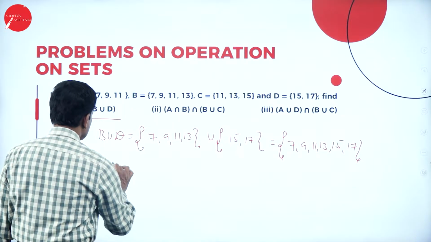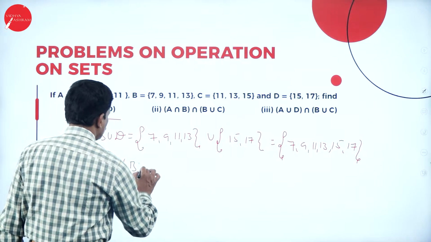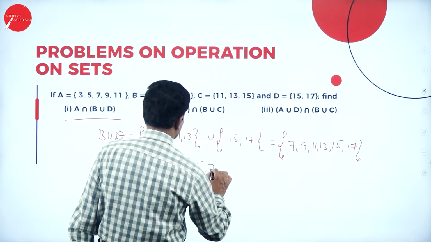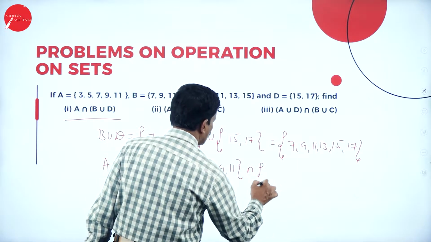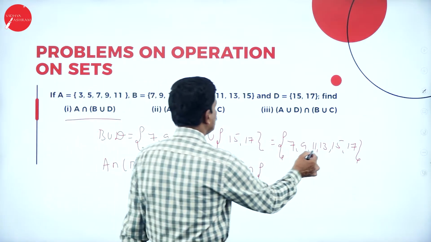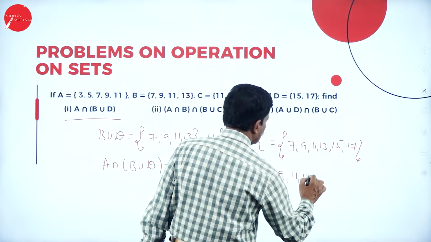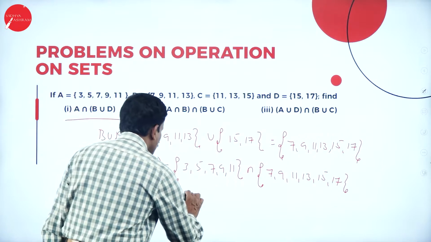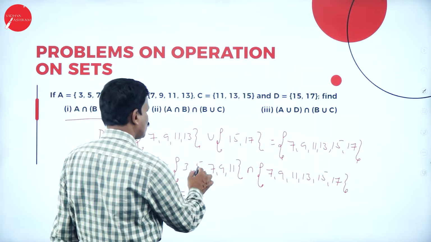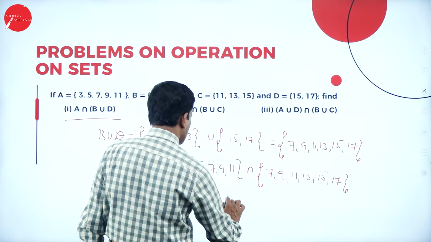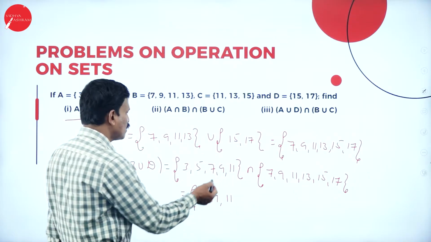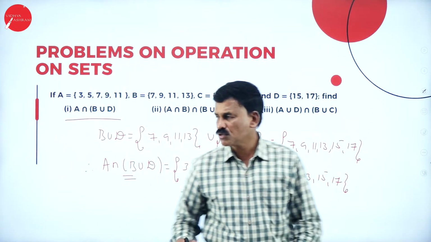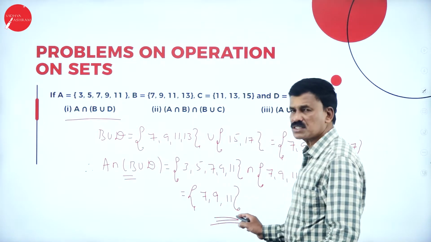Now let us write what is to be found: A intersection (B union D). Let me write A first. What does A contain? A contains 3, 5, 7, 9, 11. The intersection with B union D, which is 7, 9, 11, 13, 15 and 17. Now the intersection is nothing but the common elements. So what are the common elements in both the sets? 3 is not there, 5 is not there, 7, 9, 11 are there. 13, 15 and 17 are in the second set, but we don't have them in the first set. So these are the intersection. Therefore A intersection (B union D) is equal to {7, 9, 11}. That is the first answer.